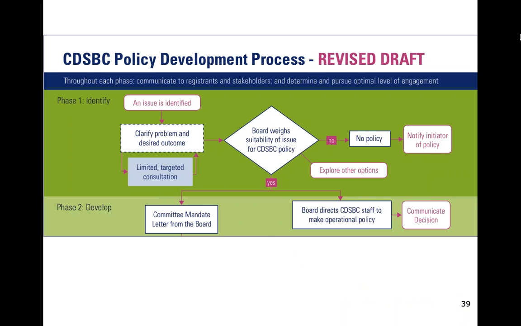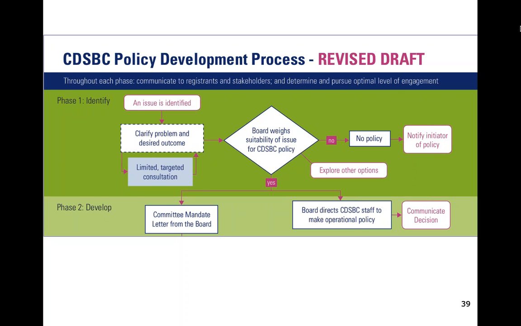So the first phase here is phase 1, which we call identify. And I should say that throughout each phase, and we heard this during the workshop, there is an emphasis on communicating to registrants and stakeholders. And also to remember that we have to determine and pursue an optimal level of engagement at each phase and for each issue. So at the beginning, an issue is identified. That goes back to one of the things we heard during my interviews, that we need to get clear on how it is decided when an issue becomes policy, or is considered for policy.